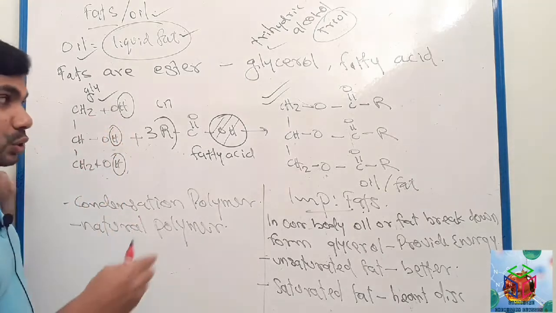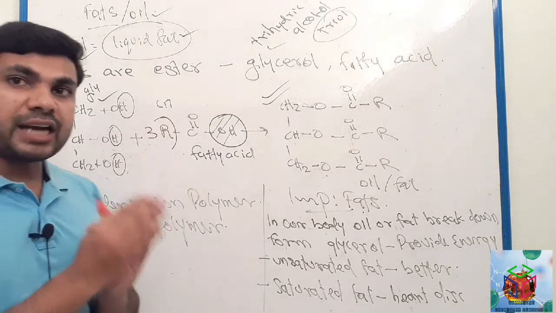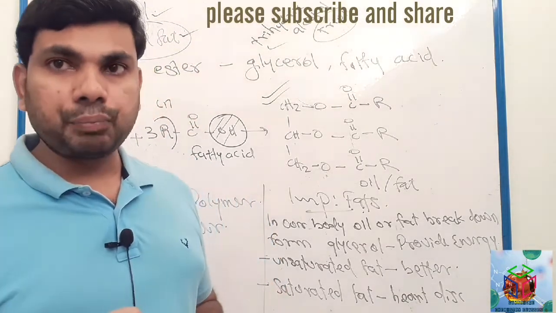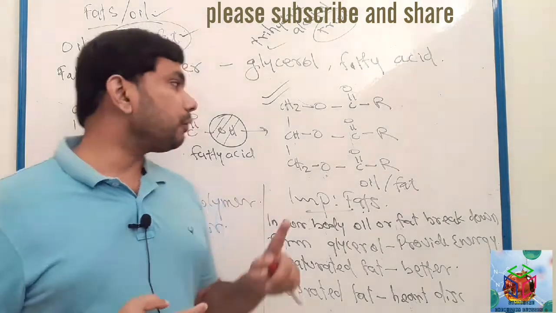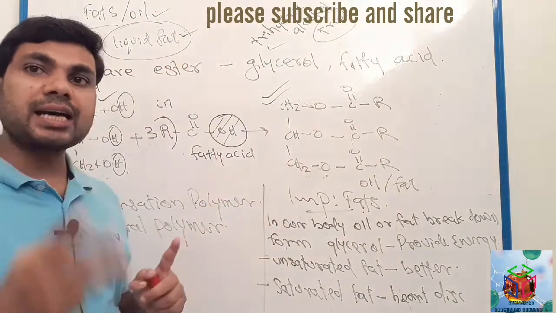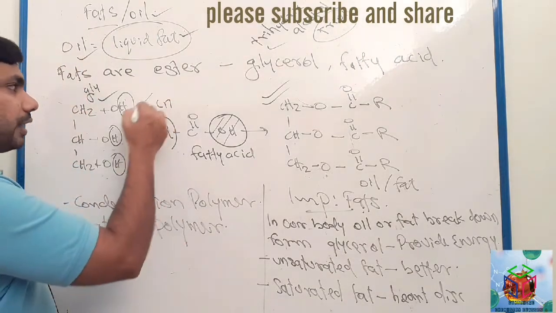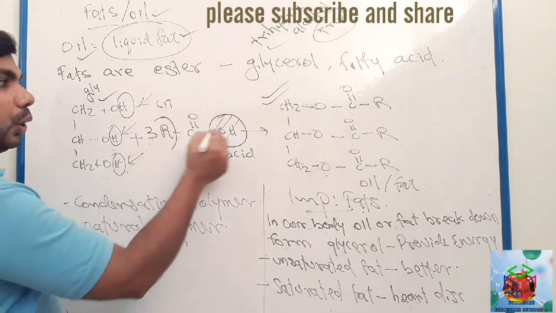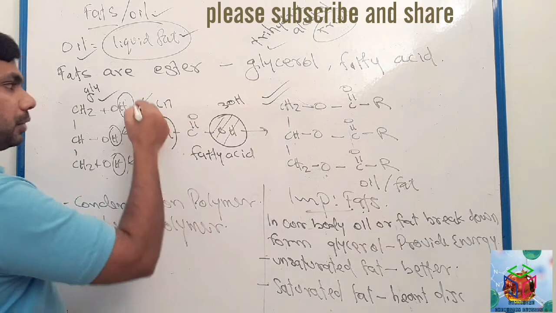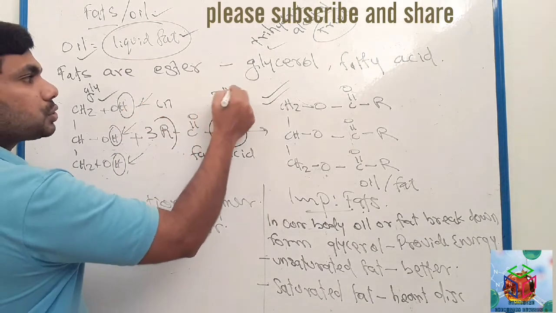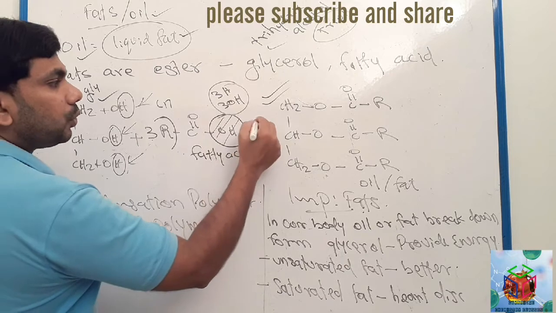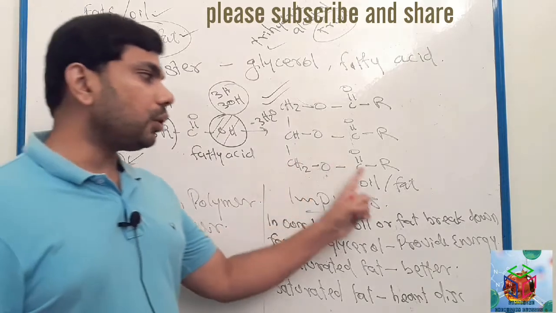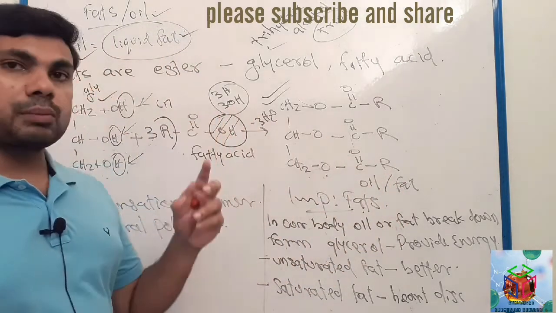So we need 3 fatty acid molecules. One fatty acid reacts over here, another here. So here 3 OH groups will be removed, and from here 3 hydrogens will be removed. So totally 3 water molecules will be removed. So during formation of one molecule of oil or fat, 3 water molecules will be eliminated.